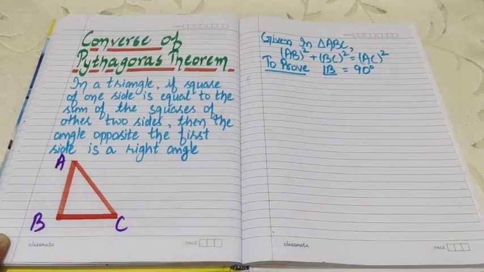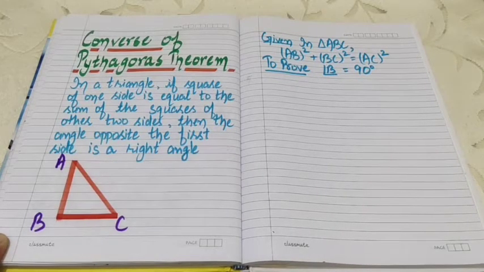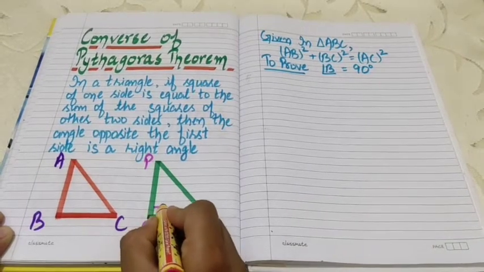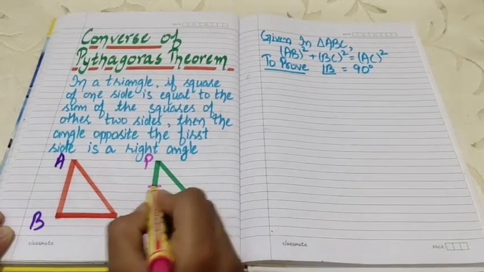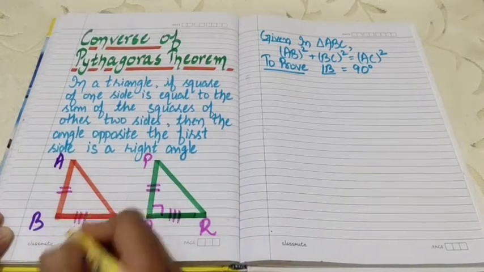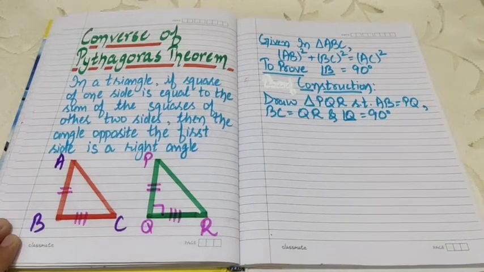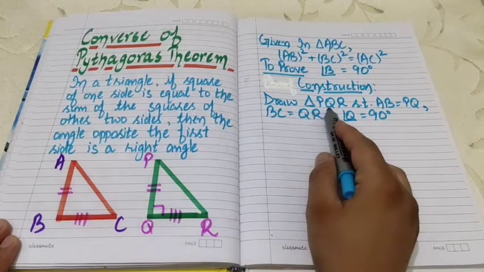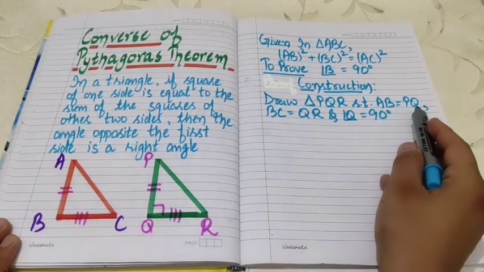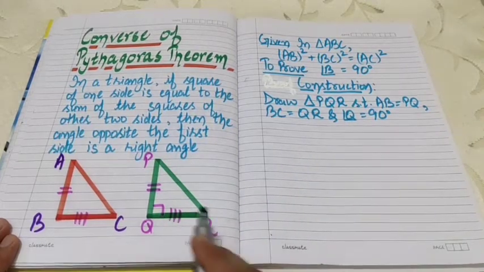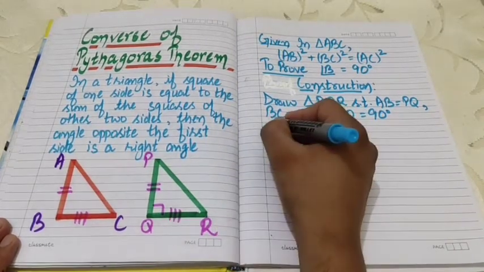And to prove this, we have to do some construction. We will draw a triangle PQR such that angle Q is right angle, PQ is equal to AB, and QR is equal to BC. And here we mention construction, that draw triangle PQR such that AB is equal to PQ, BC is equal to QR, and angle Q equals 90 degree. So let us start with the proof part now.